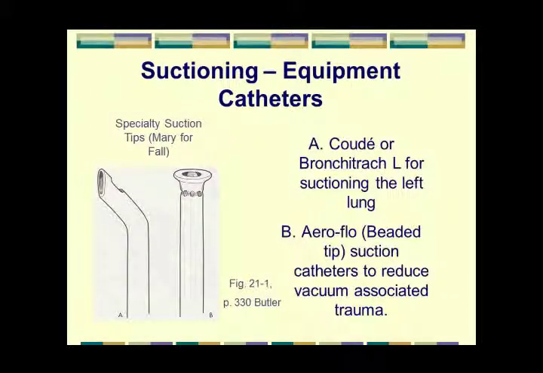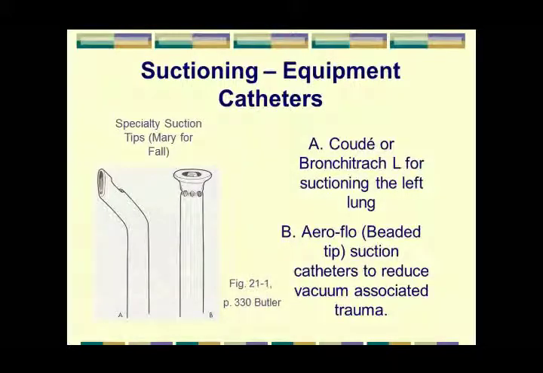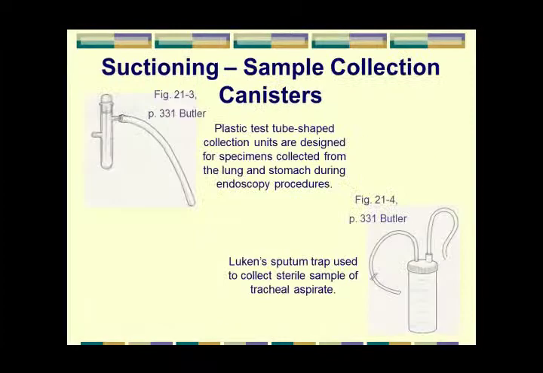There are some specialty catheters Mary will cover in the fall, one of which is called the Coude. It has a little bit of a bend in it that facilitates entering the left mainstem bronchus as opposed to the right mainstem. There are all kinds of designs, all going along the same idea: trying to reduce the amount of traumatic damage that can be done to the tracheal airway itself.